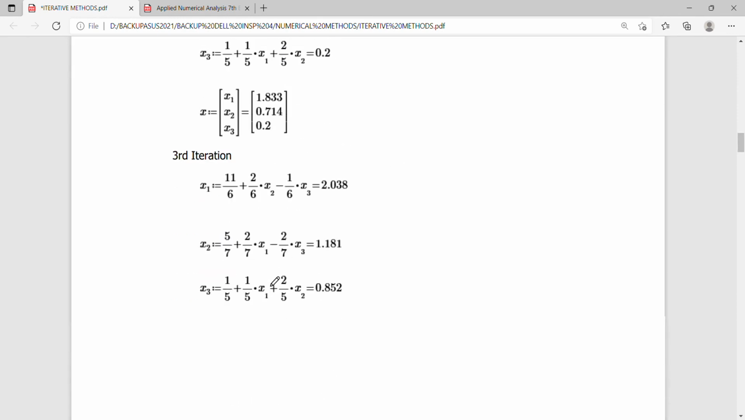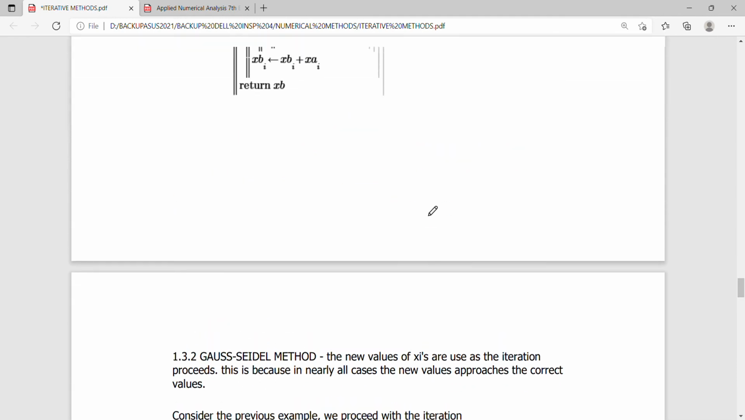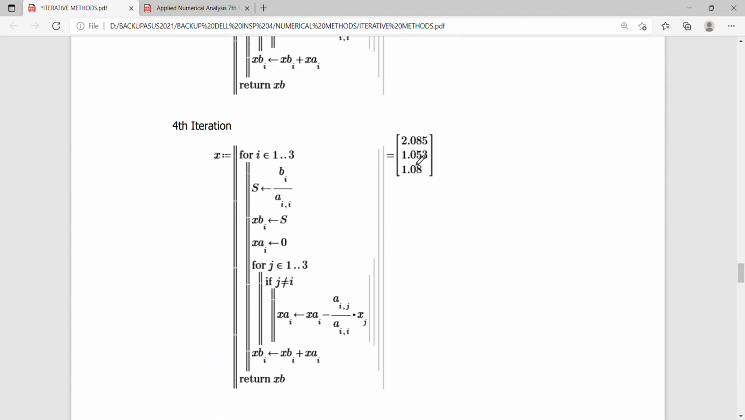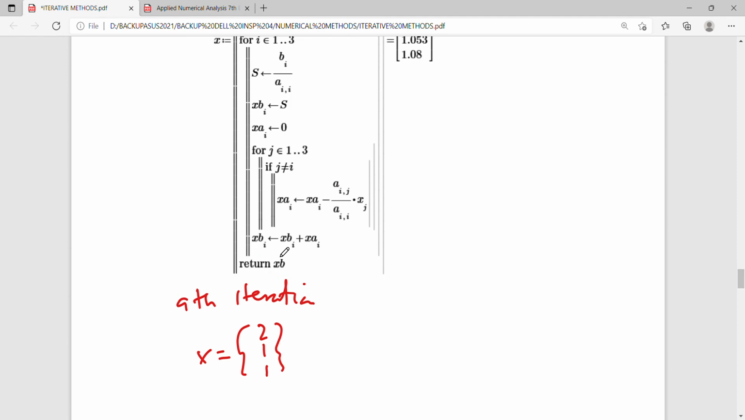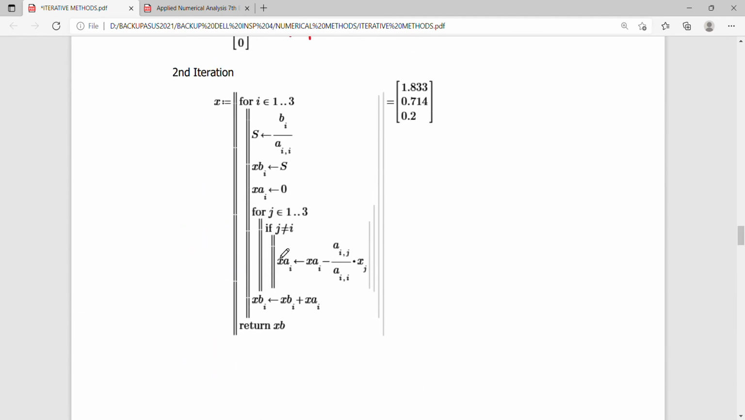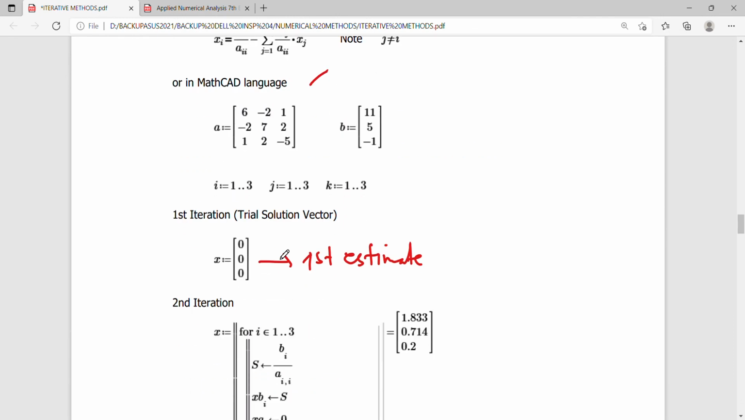Second iteration, then third iteration, and fourth iteration, and fifth iteration, until such time that you will notice this converge into this value in the fourth. I did not continue it using this program. You may try it on your own. You will converge on the ninth iteration to be exactly the solution vector of 2, 1, 1. So that's how the Jacobi method or the Jacobi iteration is being done using a manual computation procedure or even a program using MathCAD.